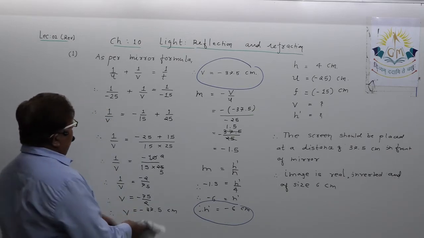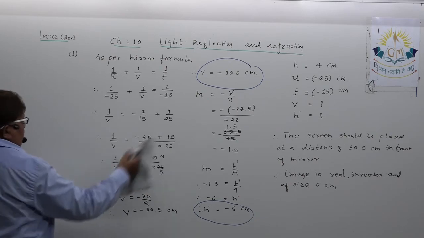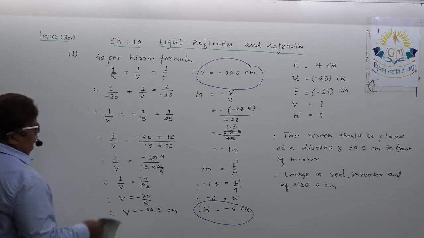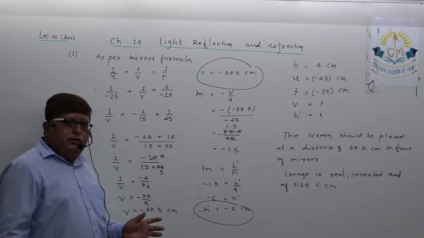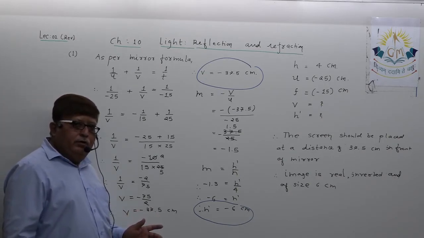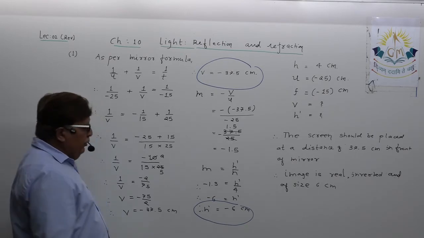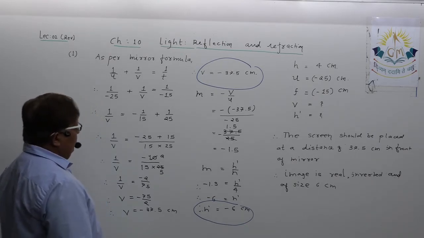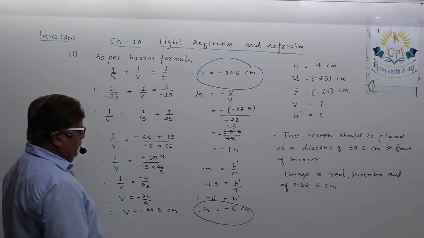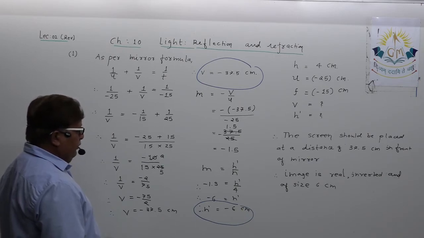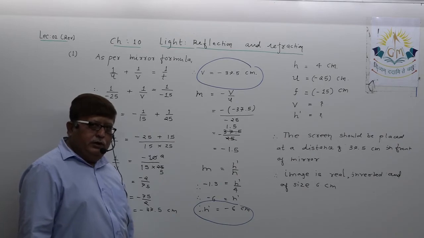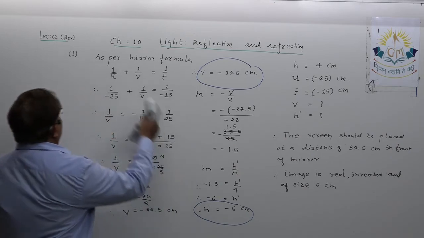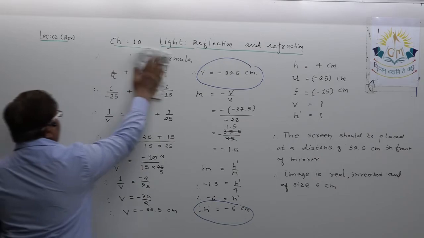Right? Clear in your mind? You must have noted down the given data. First, we are targeting all examples of concave mirror only. Then we will go for the convex mirror. First, our total attention will remain on concave mirror. Okay, so let us erase this example.